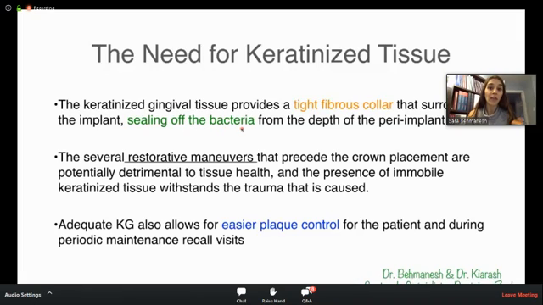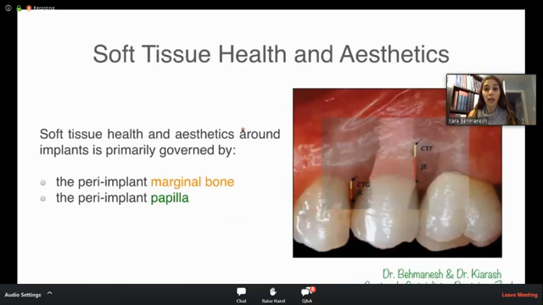So they automatically avoid the area, and it becomes like a vicious cycle. Also, when you're going through the restorative maneuvers to take an impression or place a new crown or temporize it, the tissue doesn't get inflamed, doesn't recede as easily. You have thick, healthy tissue.